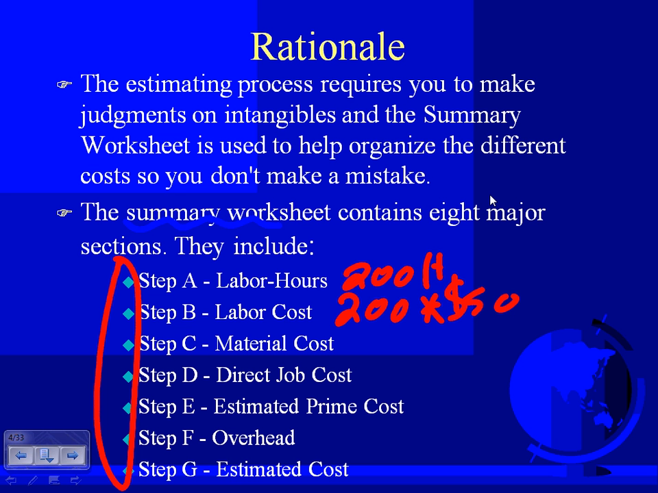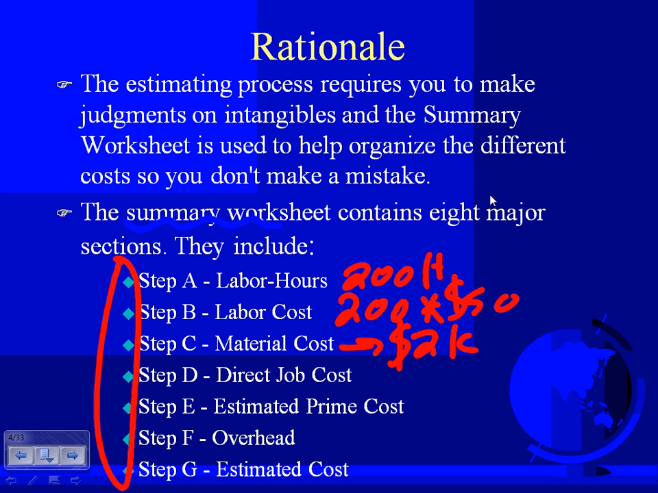Labor hours, how many hours? Labor cost is multiplying it by the dollars we're going to pay them, $50. We'll talk about how to decide if it is 50 or 55 or 52. Material cost, the material cost is $2,000, right? We already did the extension. We add the material. We're just listing them here.